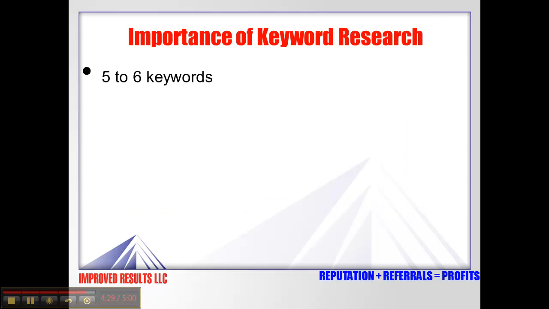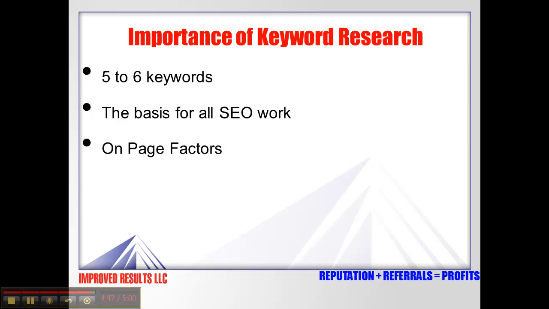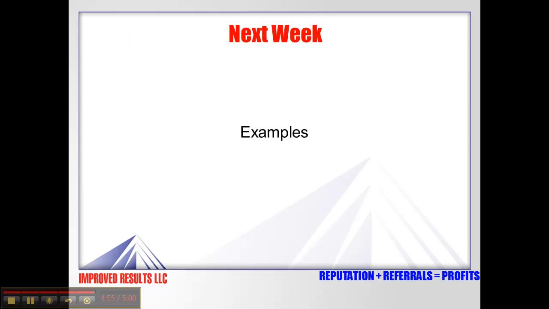Now, this is where the importance of keyword research comes in. Remember the first or second week we talked about keyword research, and we said we want to go in and identify 5 to 6 keywords. We've actually done that from right at the beginning with Health Source, but we go back and confirm that each time. Keywords are real important, and keywords really are the basis for all SEO work. And we then develop from that the on-page factors on both visible and non-visible items. And next week, we'll show some examples.